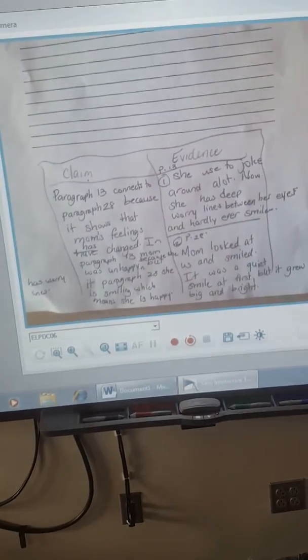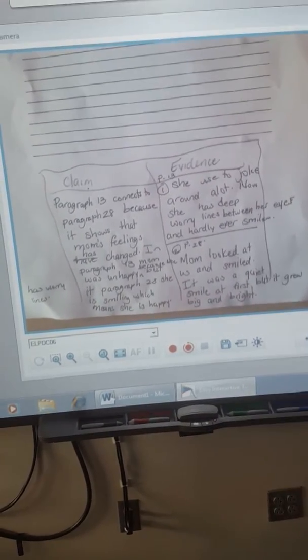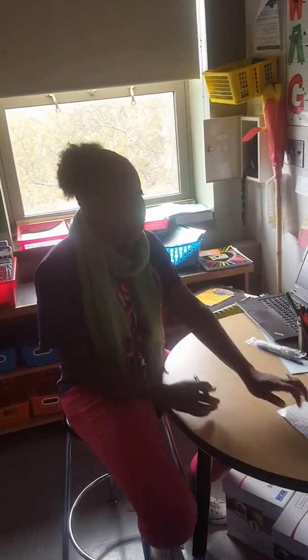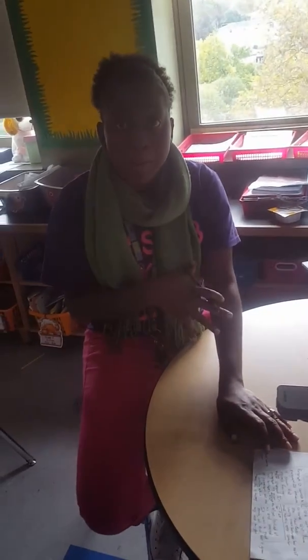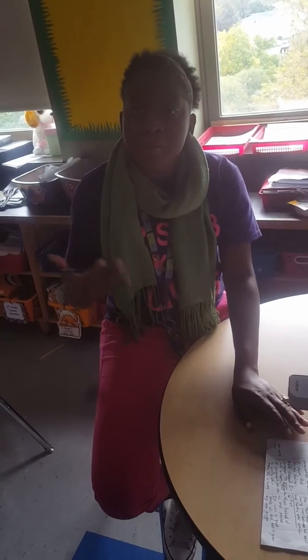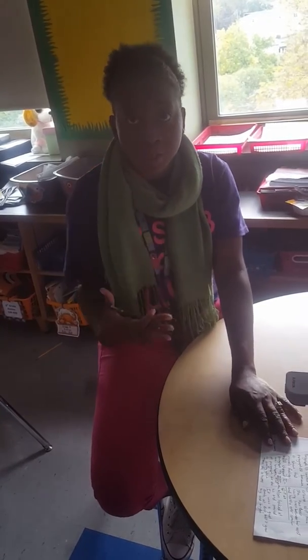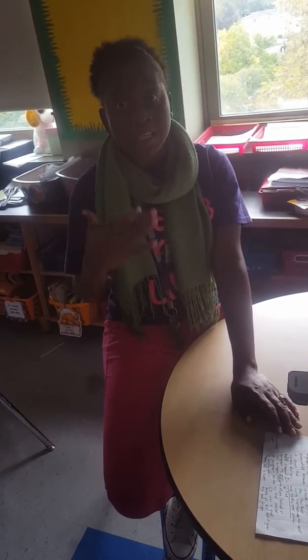And parents, even though for your homework it doesn't say draw this claim and evidence chart, I want you to draw this claim and evidence chart because it really helps your child to think about what they're writing and to make sure that their evidence really supports their claim. And this is just a way to help them think more before starting to write. And all good writers think first and then they write after.